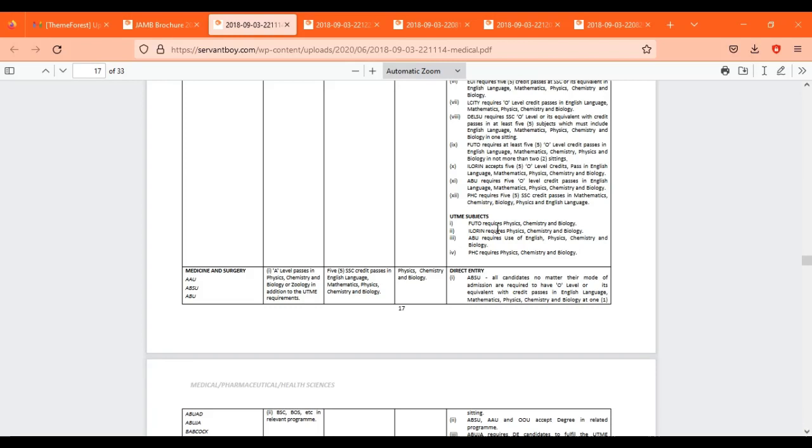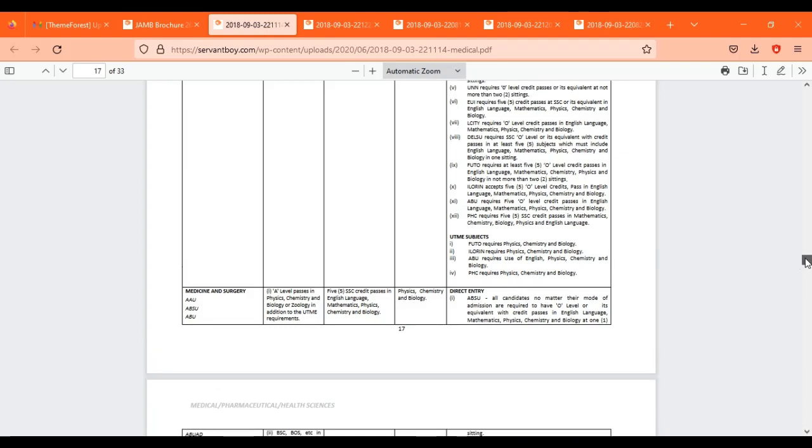So Ilorin requires physics, chemistry, biology plus English language. You can see that UNIPORT, that means University of Port Harcourt, requires physics, chemistry, biology as well. You can see that.